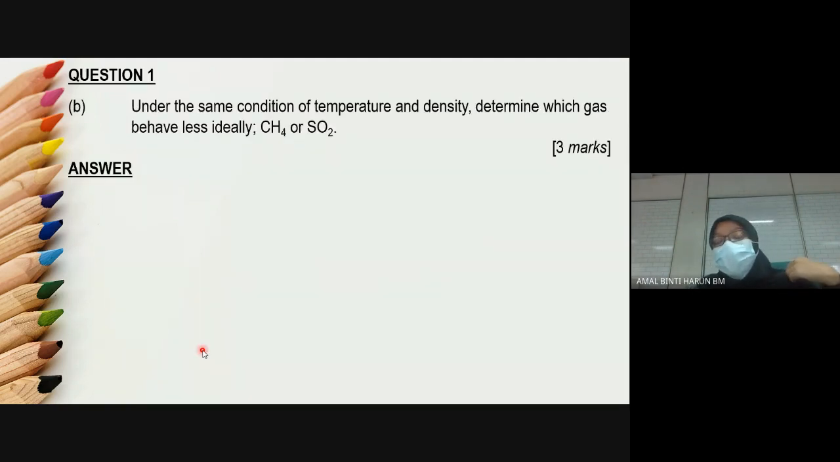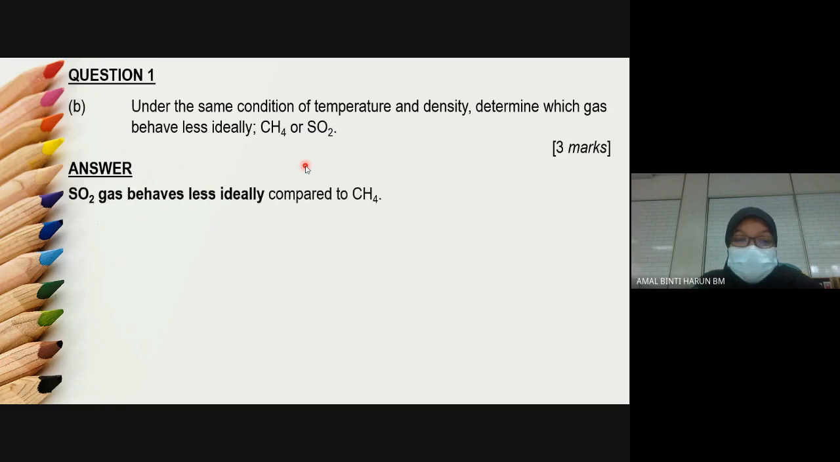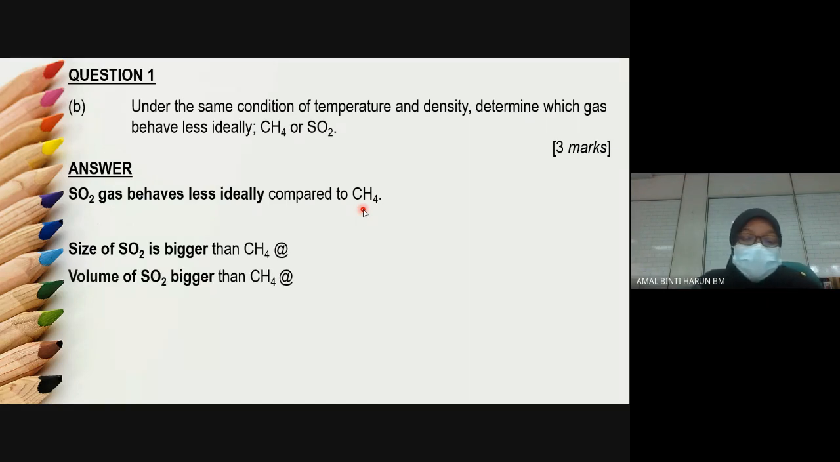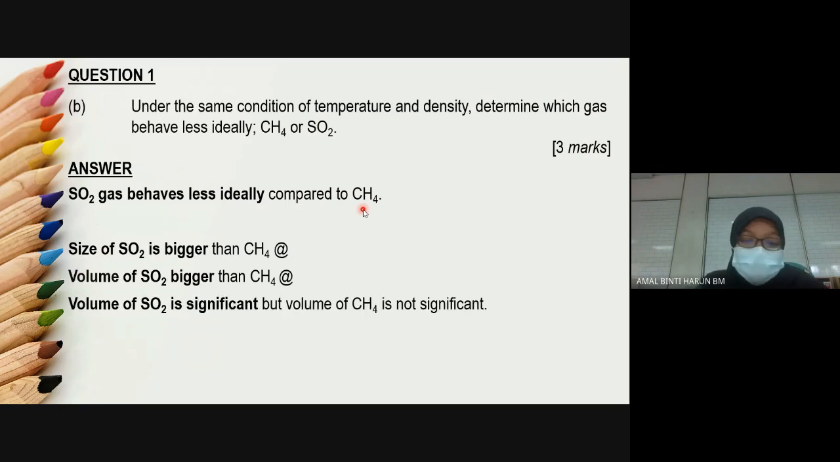Okay, next: under the same condition of temperature and density, determine which gas behaves ideally, either CH4 or SO2. SO2 behaves less ideally compared to CH4 because the size of SO2 is bigger. The bigger the size, the larger the volume, so it deviates from ideal. The volume of SO2 is significant because its size is large compared to CH4. Whichever gas has significant volume moves away from ideal gas, because ideal gas assumes volume is not significant, or negligible.